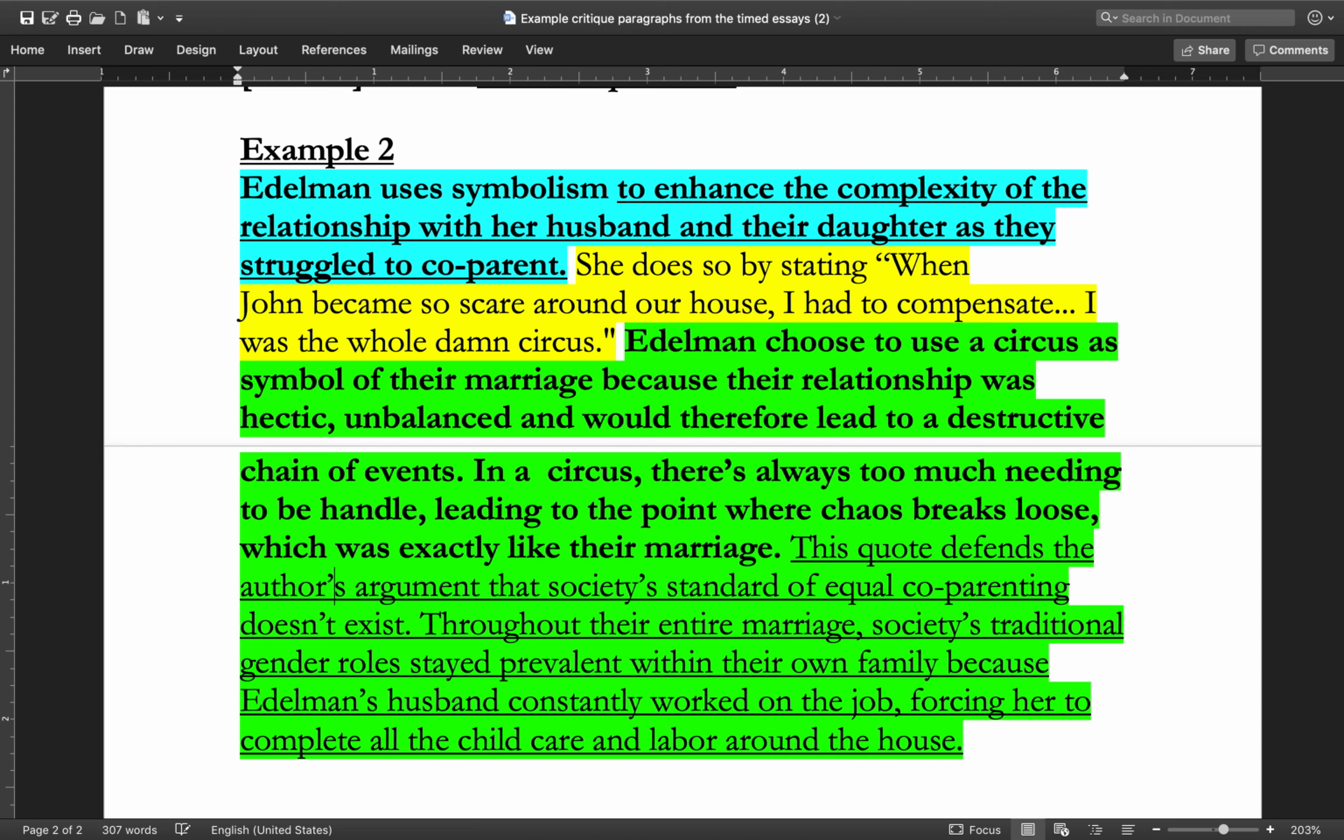Now granted, there's a little mistake here with the apostrophe, but again, the student wrote this in a timed fashion. It's a high quality paragraph written in a timed fashion. If you write your critique paragraphs, not your summary, not your intro, not your conclusion, but your critique paragraph like that, you're doing it right.